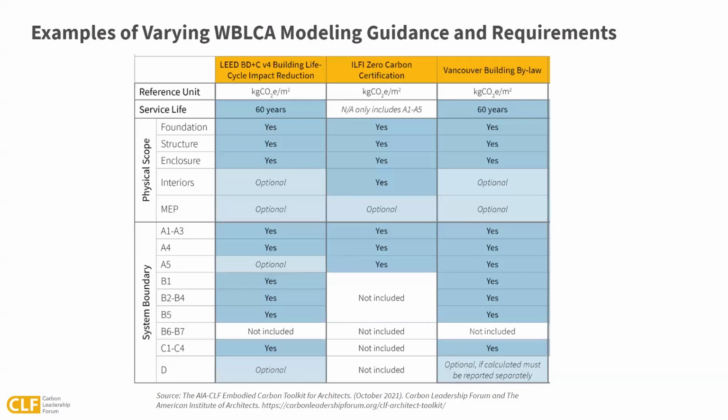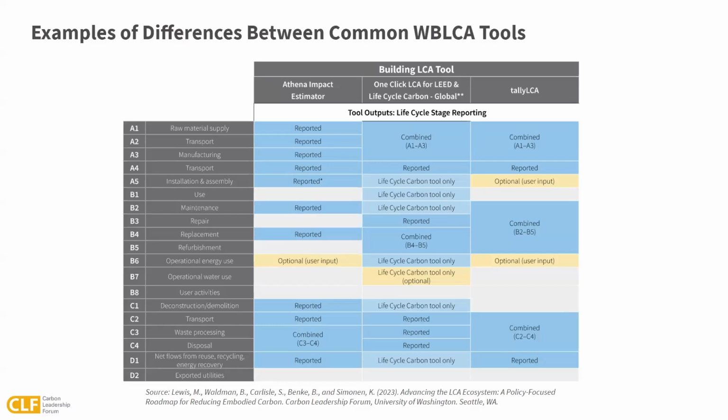Shown here is the whole building LCA modeling criteria for LEED's Building Lifecycle Impact Reduction Credit, ILFI's Zero Carbon system, and a whole building LCA policy in Vancouver. You can just glance across and note that the study period, the physical scope, and the lifecycle stages vary for each system. So whole building LCA results from one system might not be directly comparable to another. Similarly, here are three examples of some common whole building LCA tools that all quantify and report building impacts differently across lifecycle stages, which, among other differences between these tools, can make results generated from one tool difficult to compare to another.